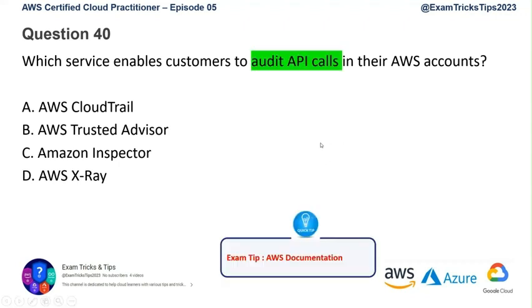So what's the keyword here? We need to audit API calls. In fact, we have done a similar question in previous episodes with slightly different options. So yeah, let's go one by one. First one, bullseye, CloudTrail. This is the right answer.